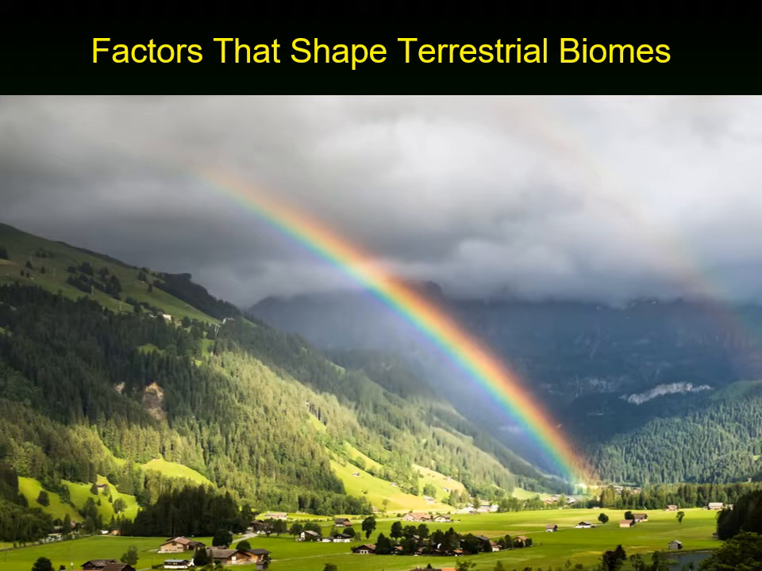So now we know that terrestrial biomes are distributed with latitude, but we don't really find very clear bands right across the world. They don't form a perfect horizontal stripe of tropical rainforest or a perfect horizontal stripe of desert. And there are a number of other factors that are going to shape these terrestrial biomes.